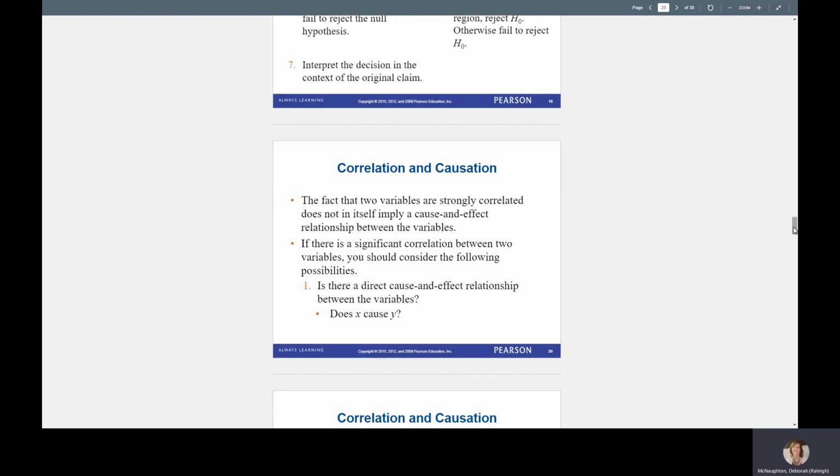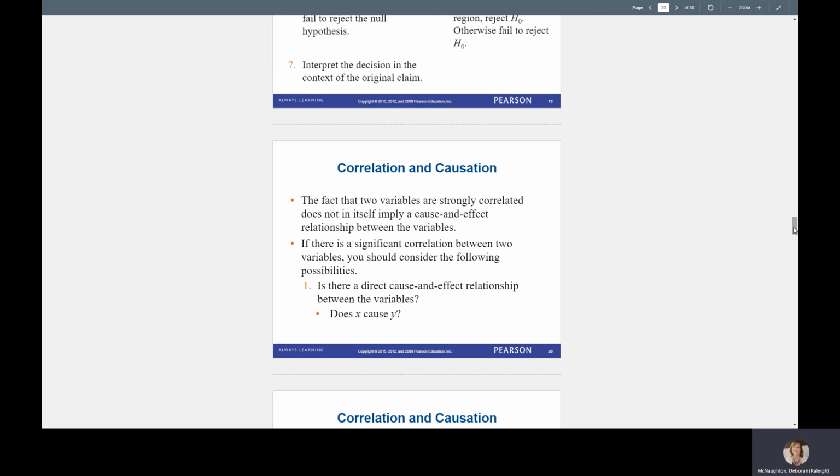Correlation and causation. This is a really important topic in statistics, and it's important because usually the reason we're doing correlation is to say something about causation, but two variables can be strongly correlated, and that in itself does not imply a cause and effect relationship between the variables. So a lot of things are correlated that actually aren't related at all. So some things are correlated for other reasons.